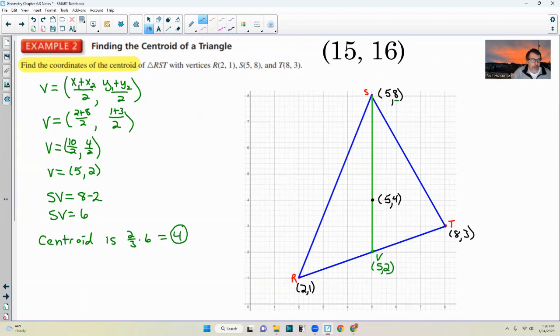Okay, find the coordinates of the centroid. There they are, (5, 4). So the answer to this question is the point (5, 4). So after doing that, you should be able to do problem numbers 15 and 16 in your exercises.